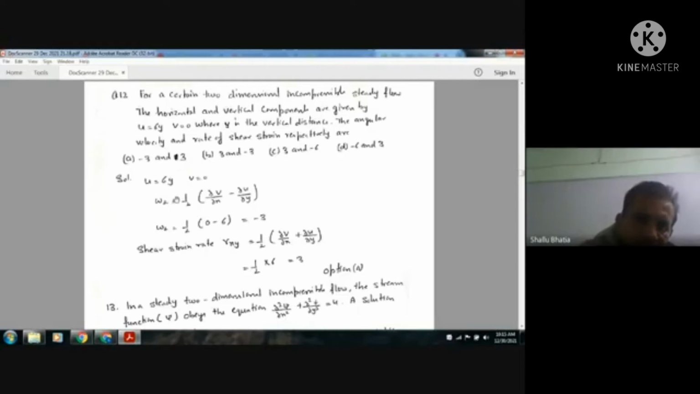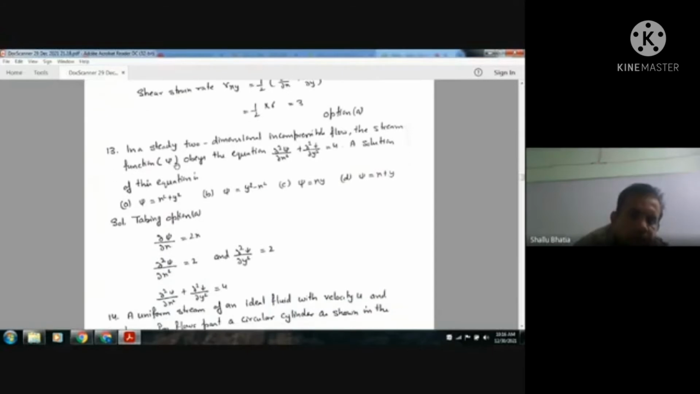So omega z will be 1/2 (∂v/∂x minus ∂u/∂y). So this is the formula. ∂v/∂x is 0 and ∂u/∂y is 6. Putting this value we get omega z as minus 3, and if we add them then we get shear strain, which will be 3. So the answer will be here A, minus 3 and 3.